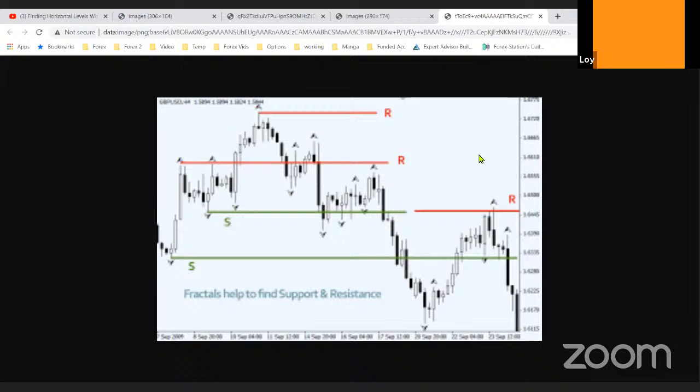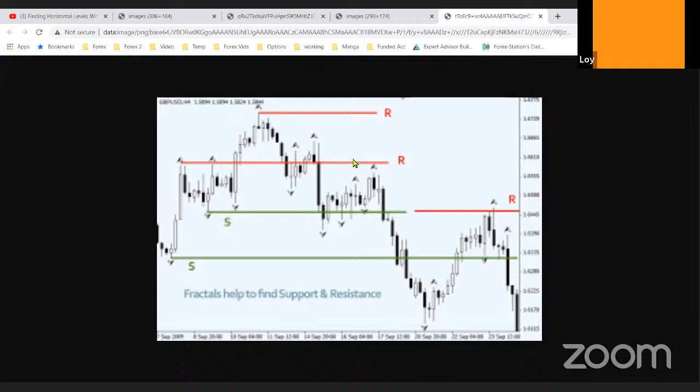Today, what we are talking about again is using fractals to draw a horizontal level. The MT4 one doesn't help you draw the horizontal level. So whenever a fractal is formed, you have to draw it yourself. But the indicator that I found today helps you draw the levels, just to make our life easier. I hope that more or less explains fractals. It is formed by an odd number of candlesticks, either 3, 5, 7.